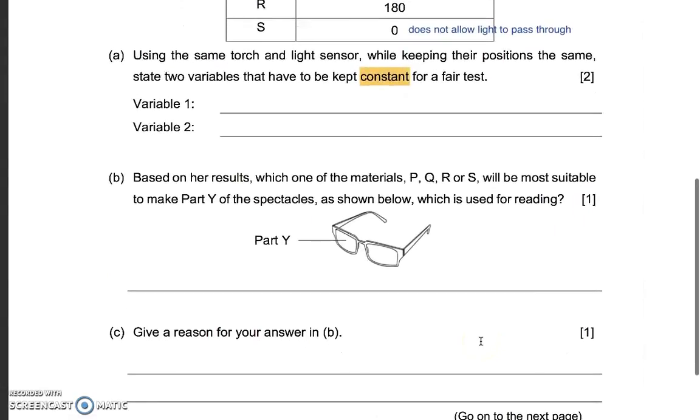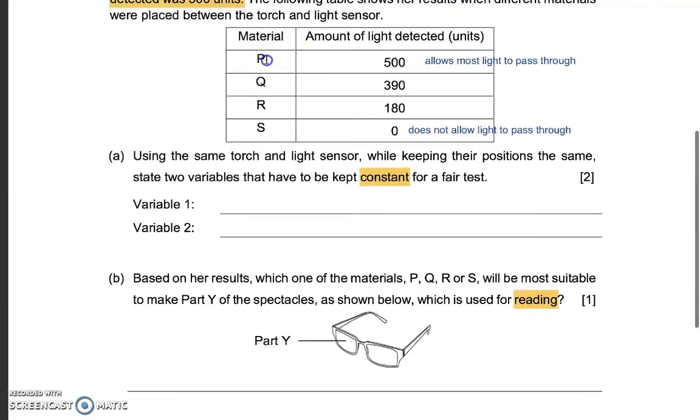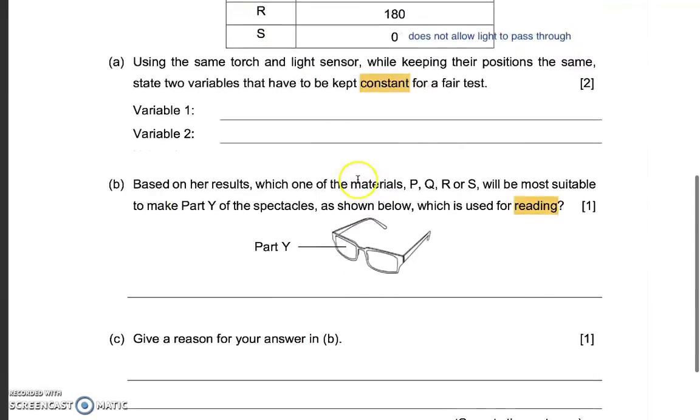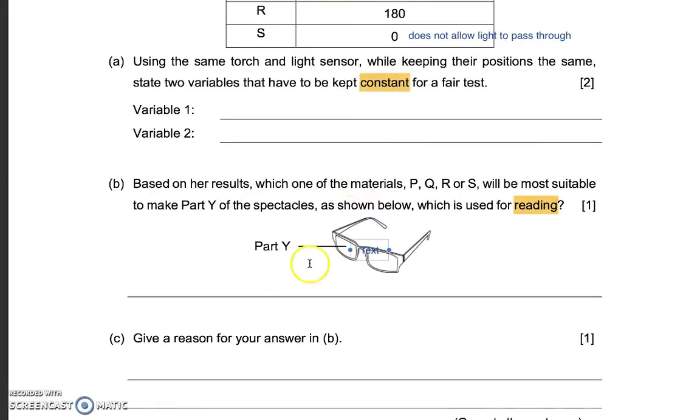Okay, so let's move on to B. So based on her results, one of the material P, Q, R, and S will be most suitable to make part Y of the spectacles, and which material should we be using for reading? So this is not to block out the sunlight, this is to use for reading. Okay, so therefore, part Y is actually your lens. And if it's used for reading, means it actually have to be clear. So the most suitable material will actually be P. P is actually the most suitable material.